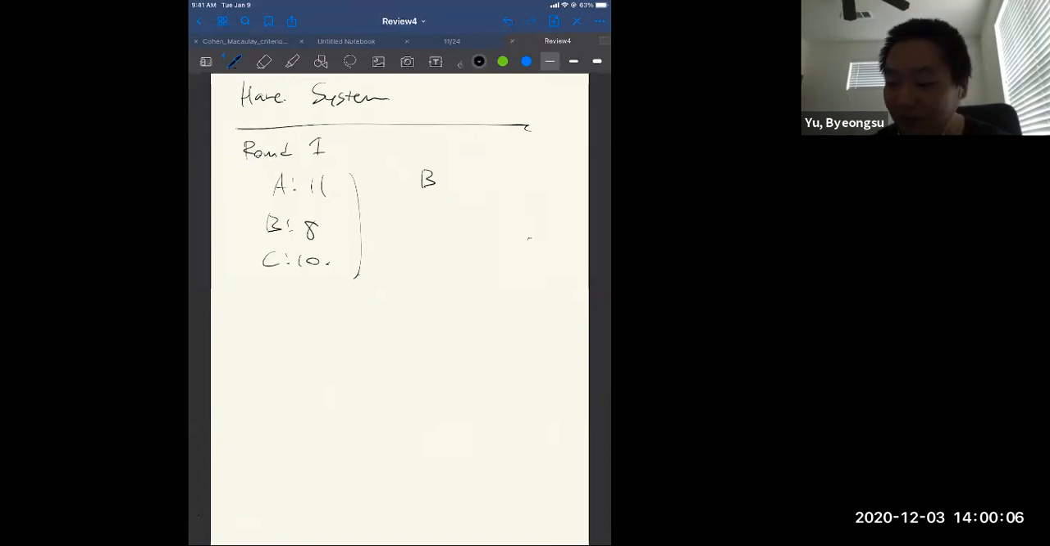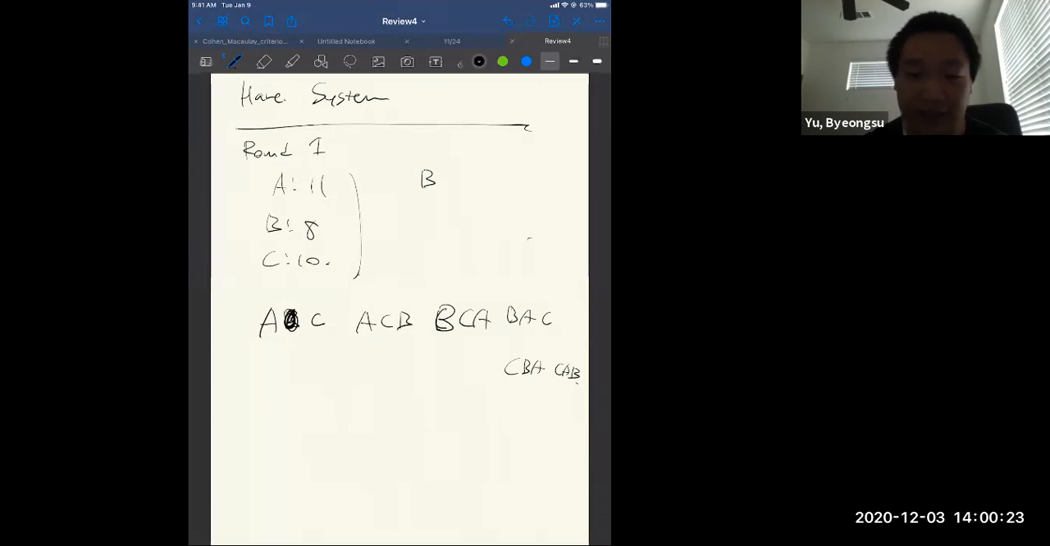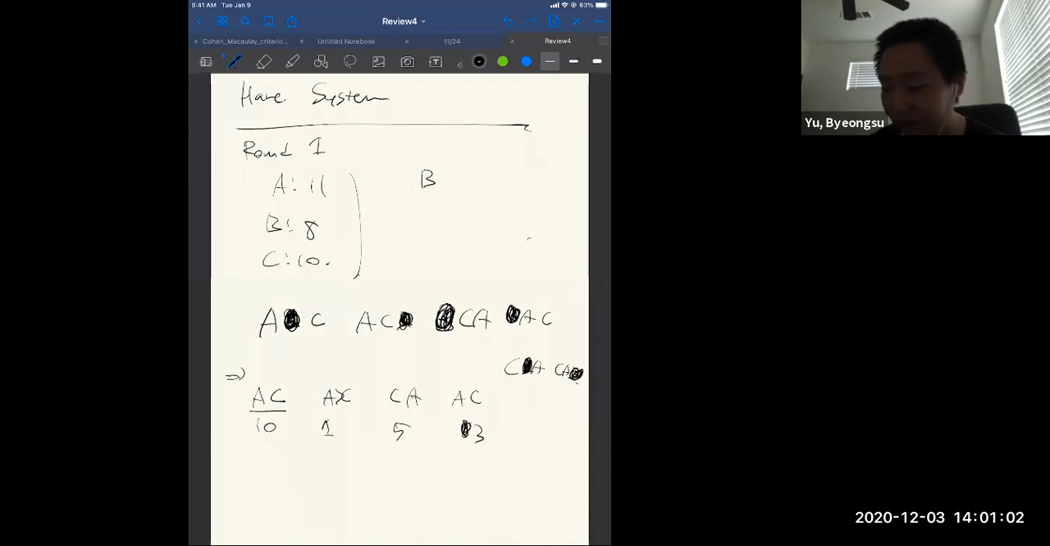And then what you need to do, from what we are given here, is A, B, C, A, B, C, A, B, A, C, and C, B, A, C, A, B. Here, you just delete the eliminated candidate, right? And then what you have is AC, which means they prefer A to C, and another AC, which also means they prefer A to C, and CA means they prefer C to A. So there are 5 people who prefer C to A, and another AC, 3 persons who prefer A to C, and CA and CA, 8 and 2.